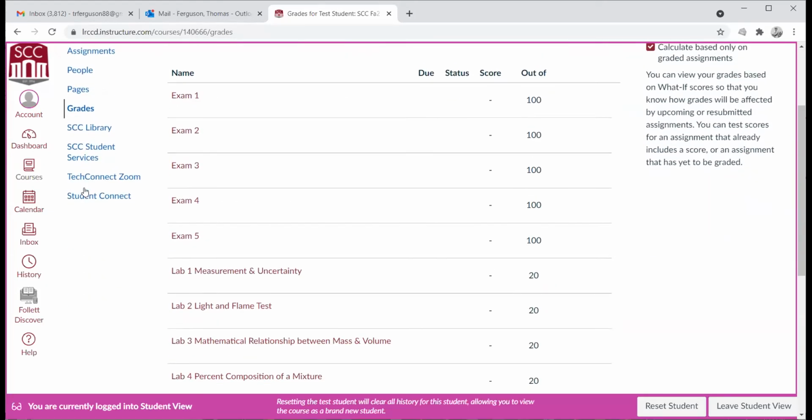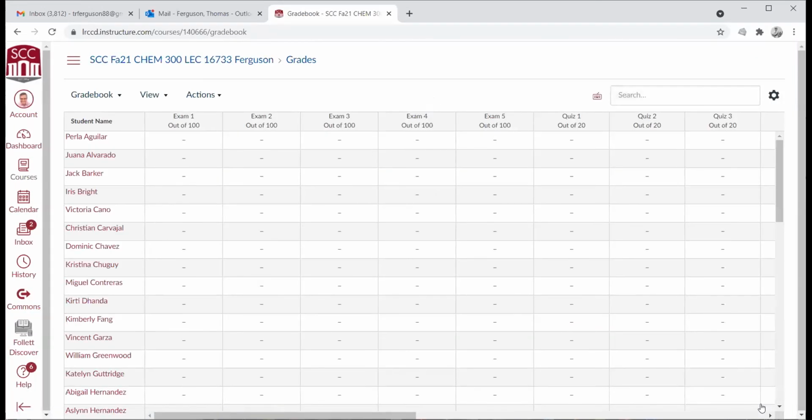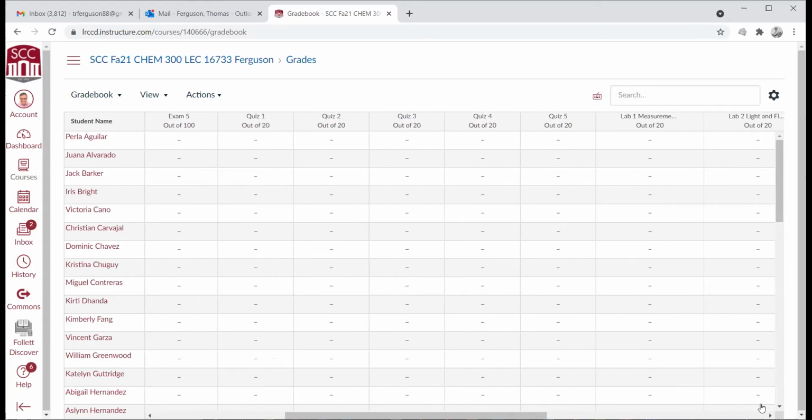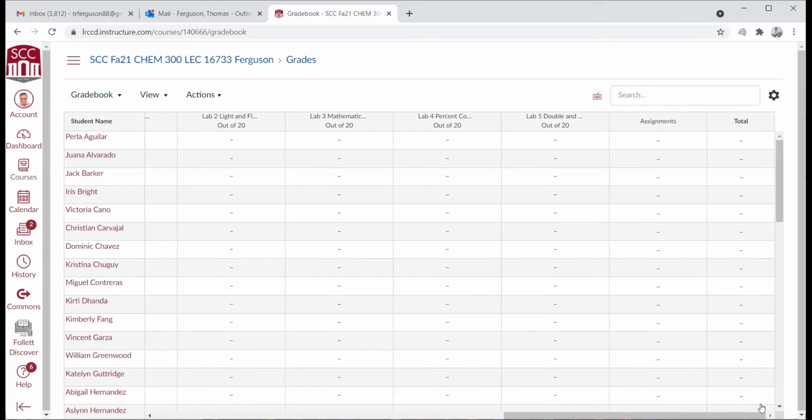I need to leave student view. Okay, this is what my grades look like on my end. I'll have all the students down here, and then there will be all the grades going across here. And over here will be your total.